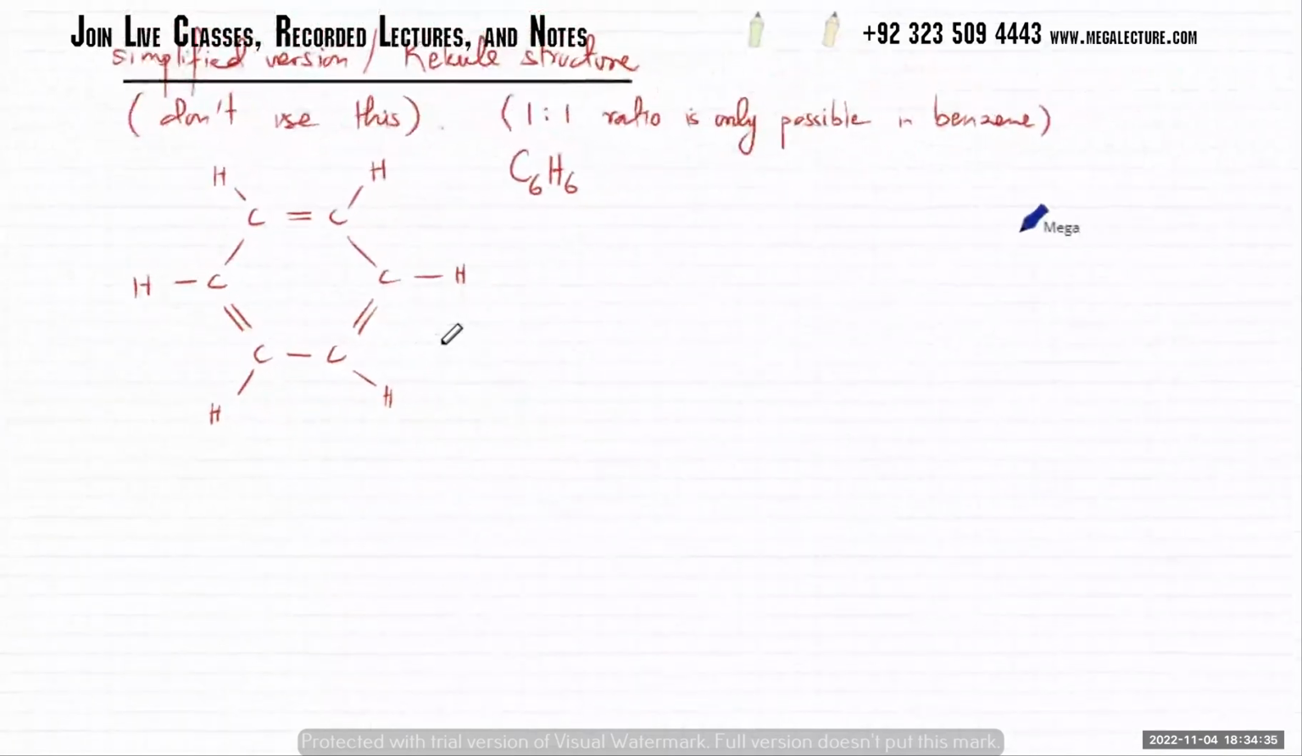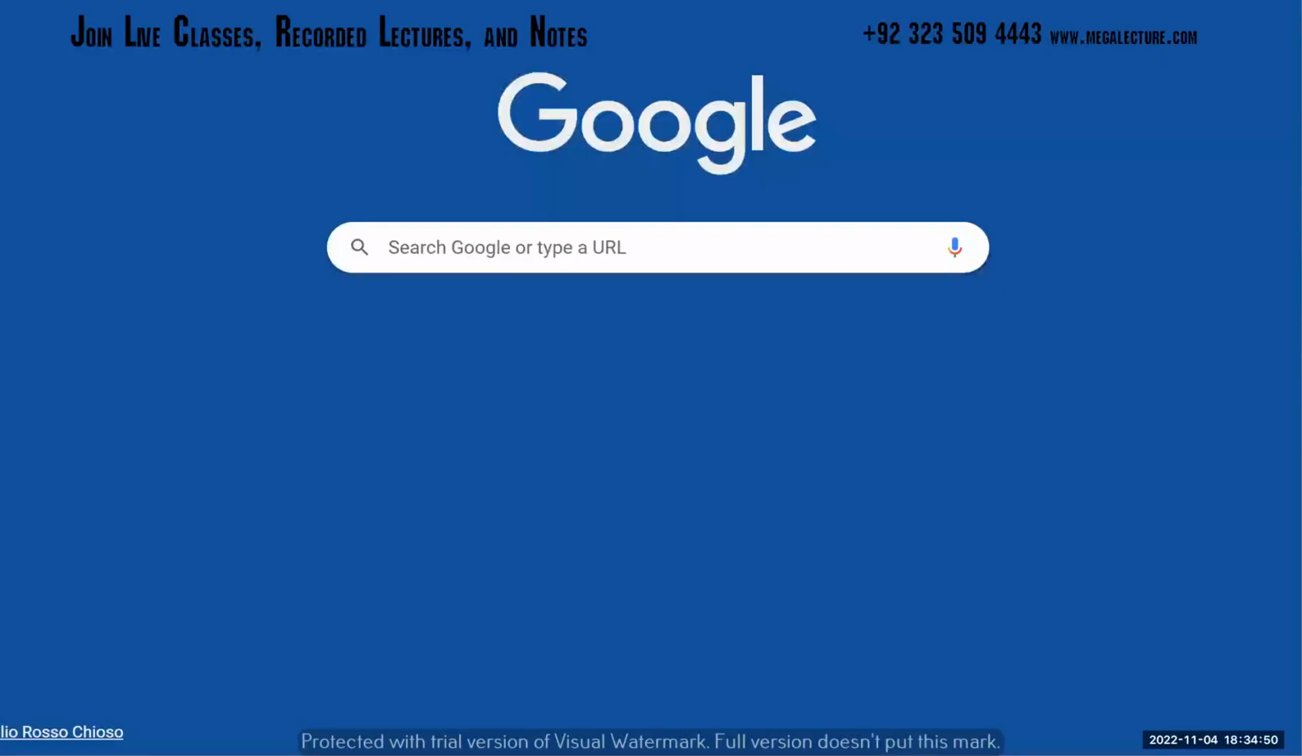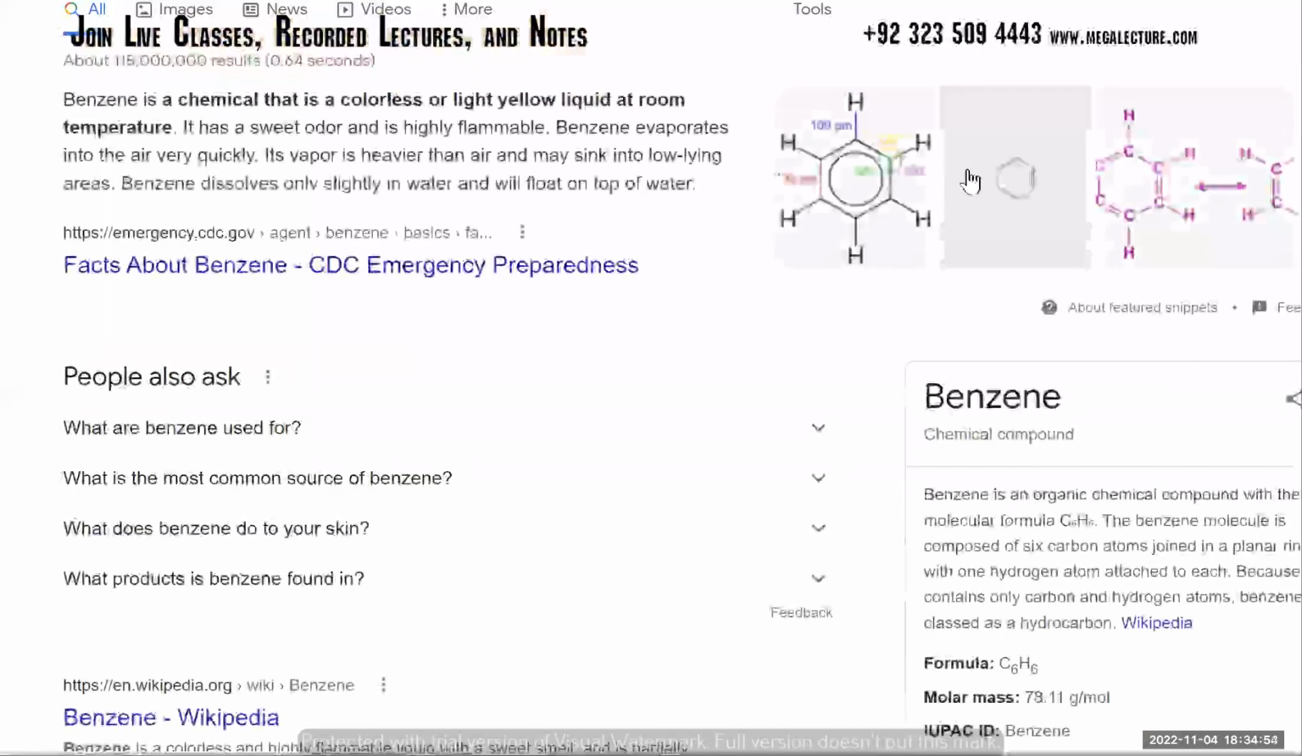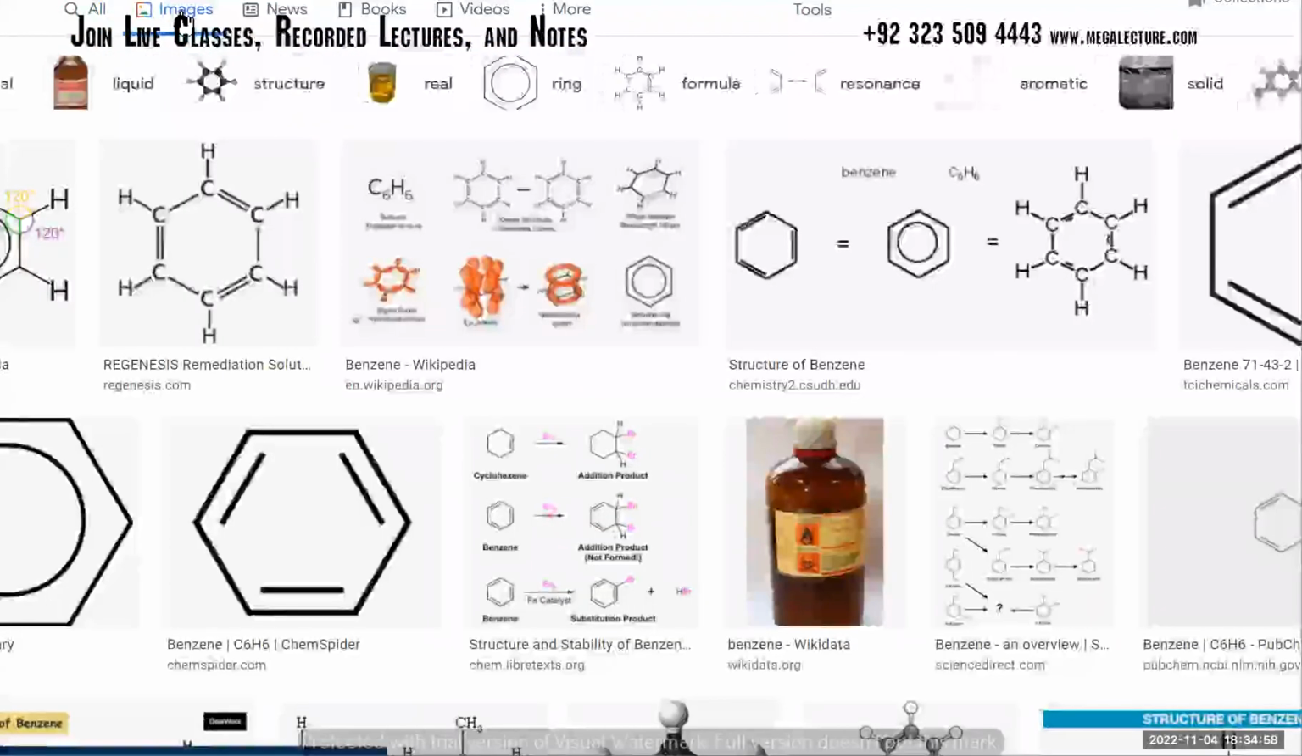You wrote don't use this. What are we not using? I'm just saying don't. I'll explain. Just don't use this structure to represent benzene. Although a lot of people do, that's not the Cambridge specified version. If you even Google benzene, this is the structure that's going to come up most of the time. There are going to be multiple structures that are going to come up.